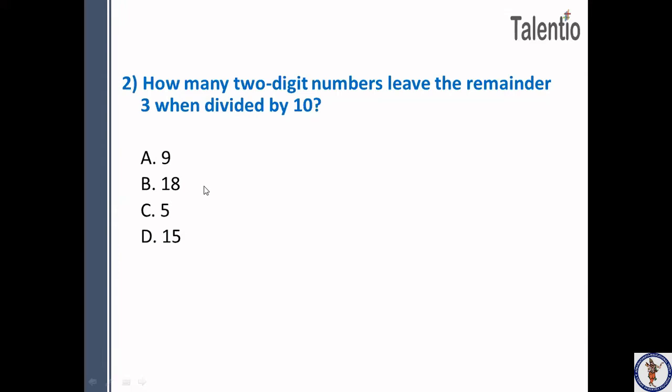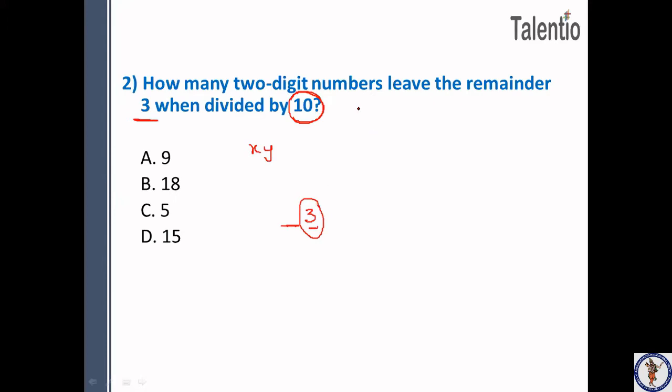So what is the question given? How many two-digit numbers leave the remainder 3 when divided by 10? It's a very simple question. They're asking for two-digit numbers. I don't know how many two-digit numbers there are, like X and Y. How many leave the remainder 3 when divided by 10? Now listen. Divided by 10, leaving remainder 3 means obviously the number should end with 3. That's all. The last position is 3. Yes or no? Because a number ending with 3 will give remainder 3 when divided by 10.